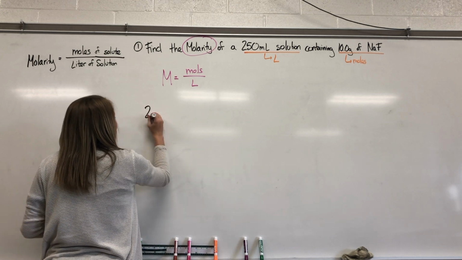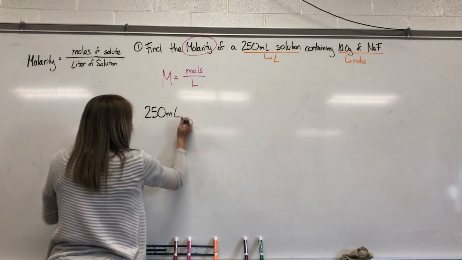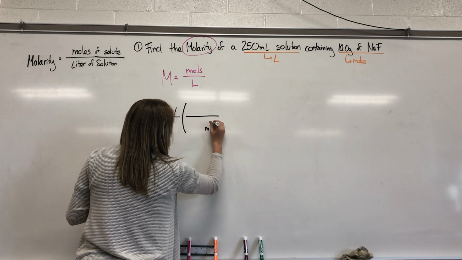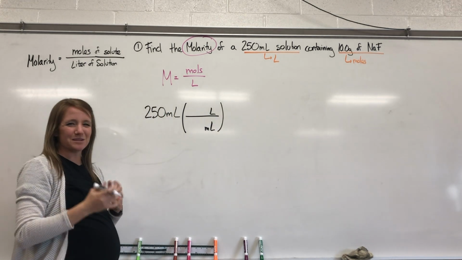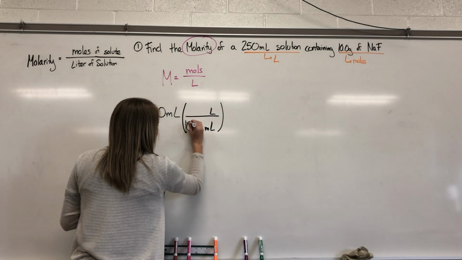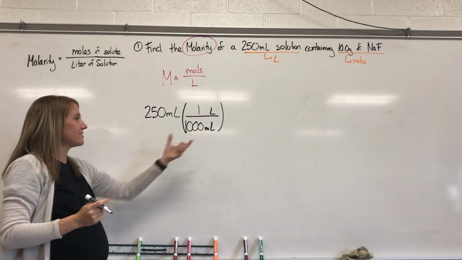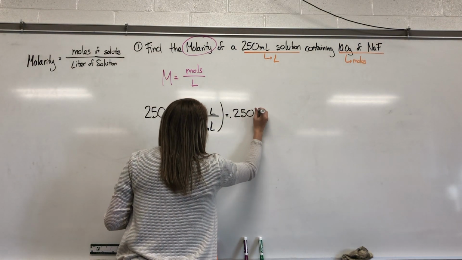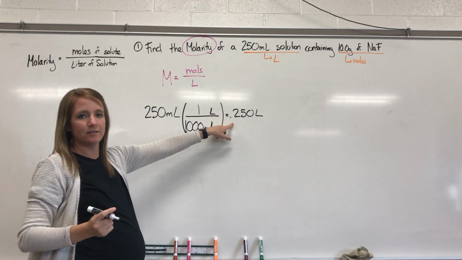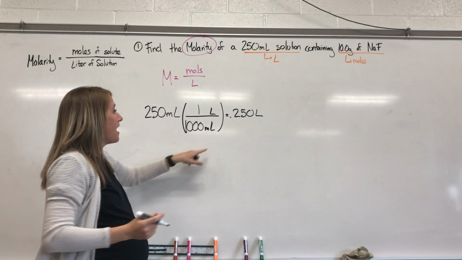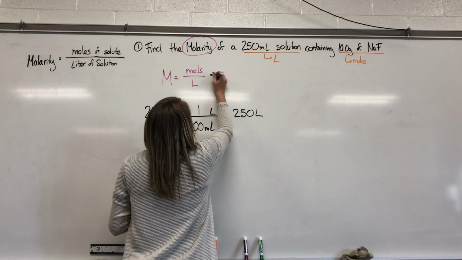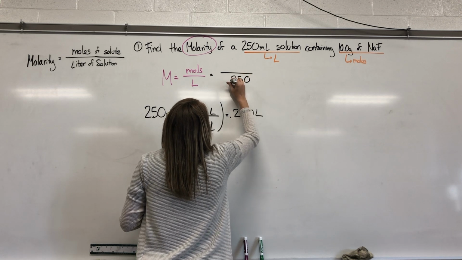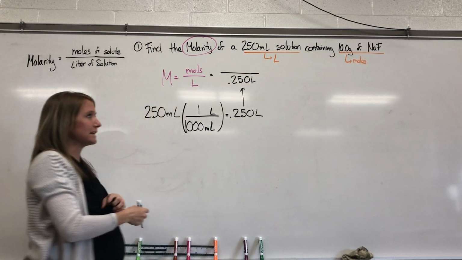I have 250 milliliters, and I want that to be in liters. So milliliters goes on the bottom, liters goes on top, and hopefully you remember that there are 1,000 milliliters in 1 liter, and that's always true. So we get 0.250 of a liter. That's what we can plug in to the bottom of our fraction for liters.